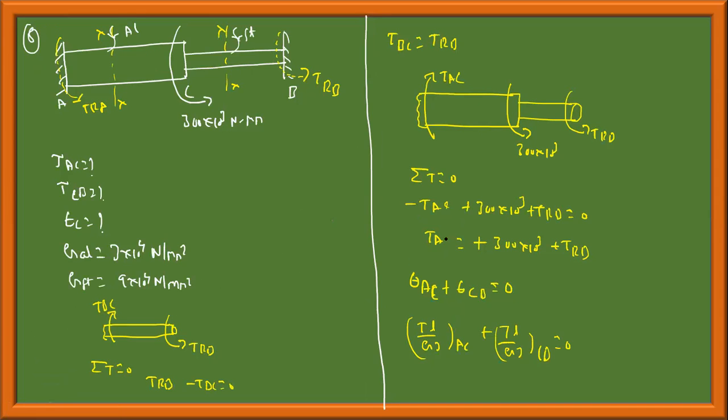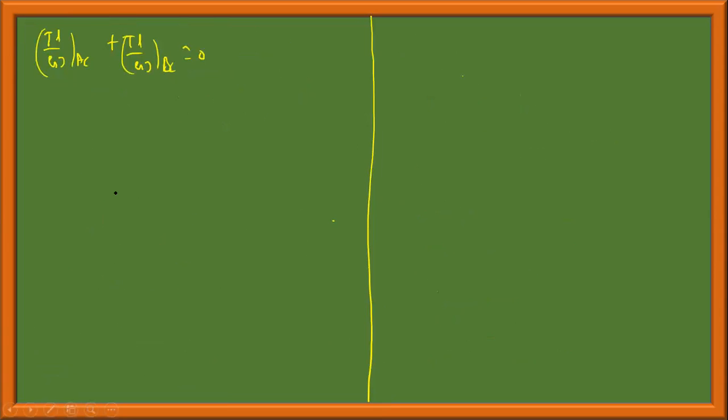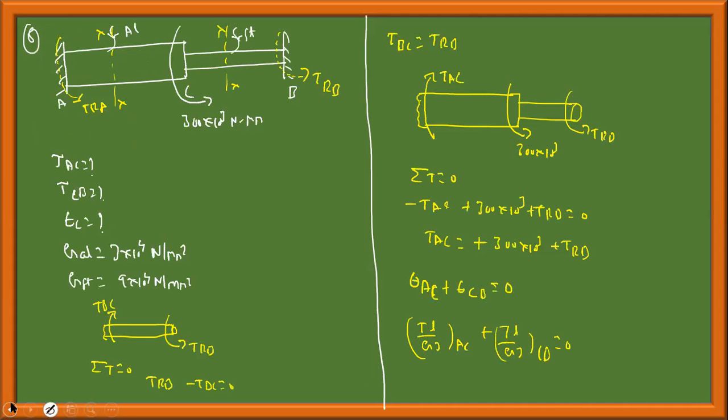This is T of AC. T of AC is about 300 into 10 power 3 plus TRB, into the length of this shaft AC. What is that? AC is given as 2000 mm, and this is 1000 mm, that is 2 meters and 1 meter.